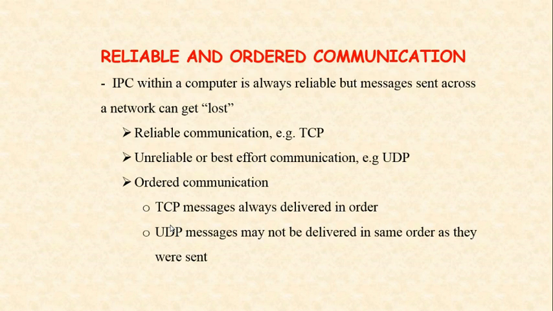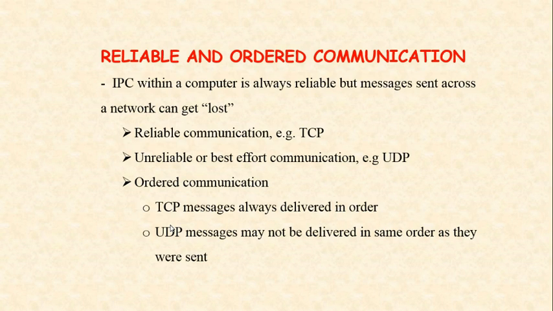Reliable and ordered communication. Inter-process communication within a computer is always reliable. Hence, it is a reliable communication. For example, TCP, that is Transmission Control Protocol, provides reliable, ordered, and error-checked delivery of a stream of bytes between programs running on computers connected to a local area network. TCP messages are always delivered in order. Hence, it is a reliable communication.